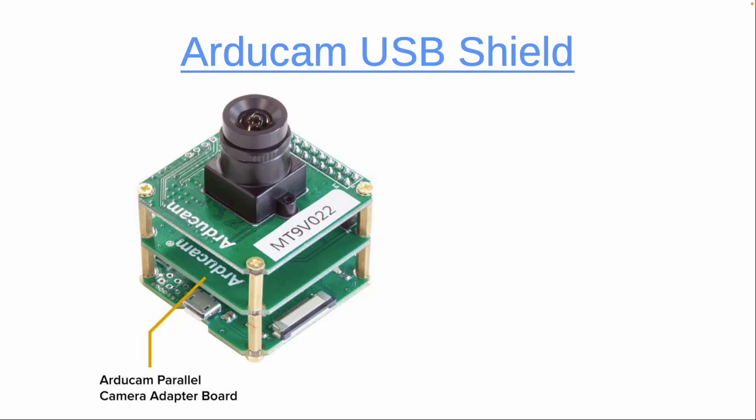Here's the ArduCam USB shield. At the top is a lens. Beneath that is the image sensor. The bottom board is a USB 2 or USB 3 board. There's so many different protocols. They have these adapter boards that connect the various sensors on the top board to the USB on the bottom board.